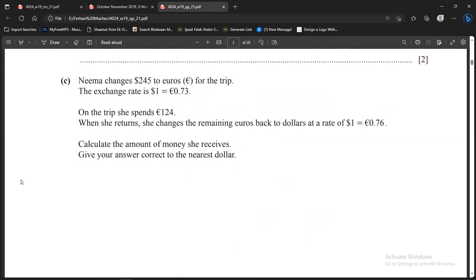Okay, so first of all, I will convert the $245 into euros, and I will use this exchange rate. And then I will check how many euros she received. Then from that, I will subtract 125 euros, and the remaining euros will be converted back into dollars by using this exchange rate.